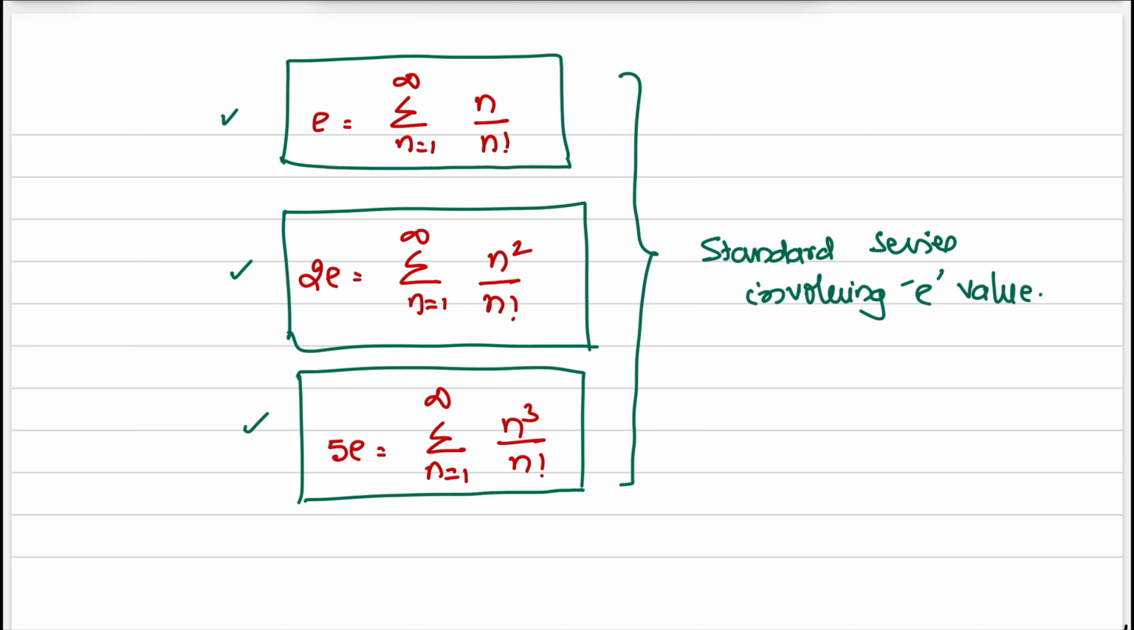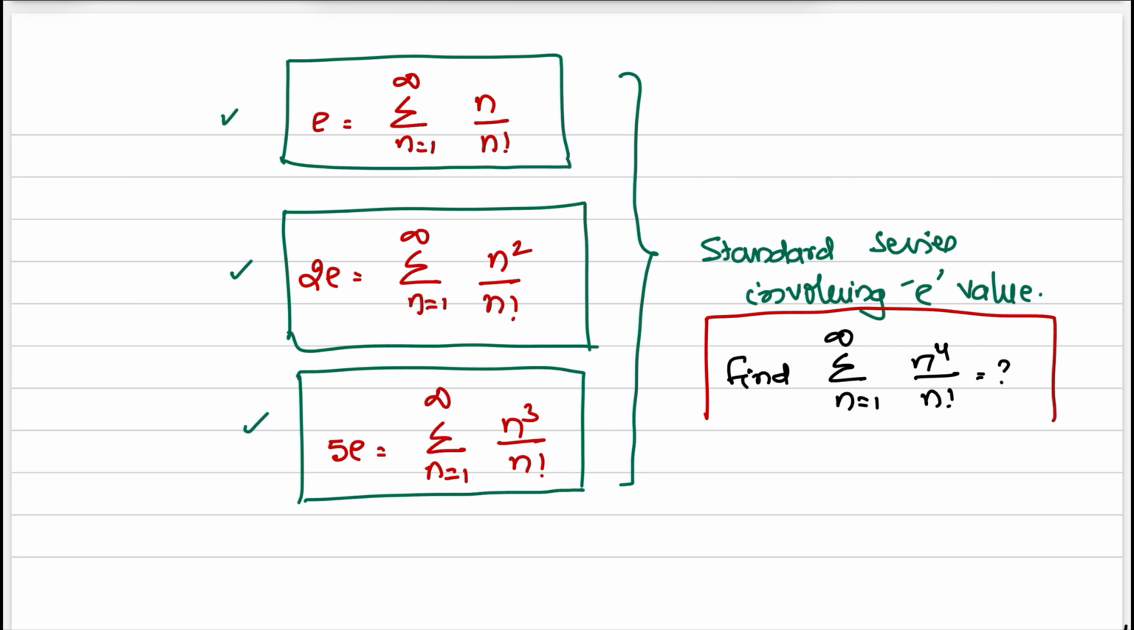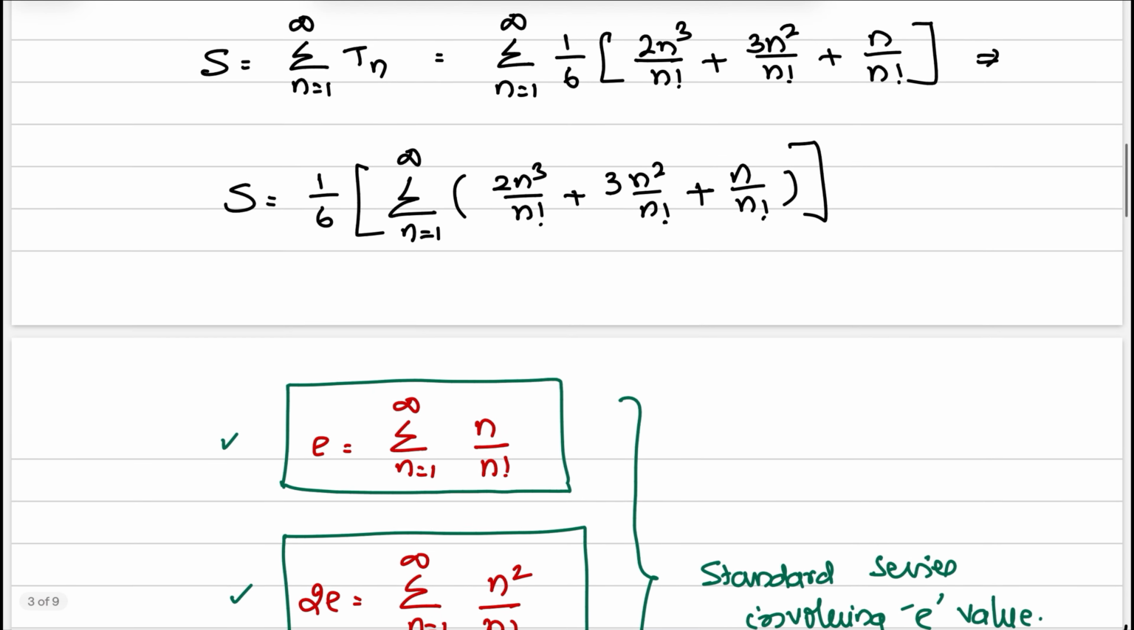Then try to find out. I will give you one homework: find the value of sigma n equals 1 to infinity n to the power of 4 by factorial n. How much is it? Please do the homework. It is always good for you. It's a practice test, practice question what we are doing. Please go for it.